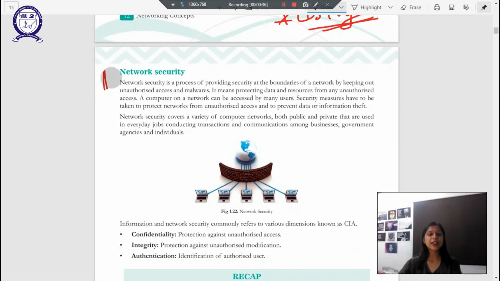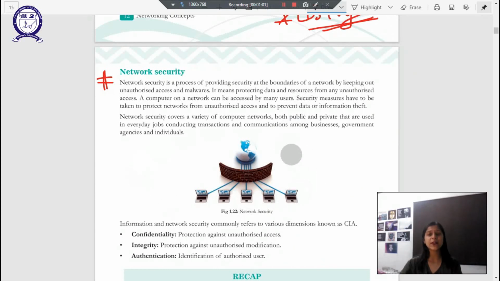Now we will study network security. Network security is an extremely important part of networking. It is the process of providing security at the boundaries of the network by keeping unauthorized access and malware away, keeping these things out of our network system. It means protecting data and resources from any unauthorized access.